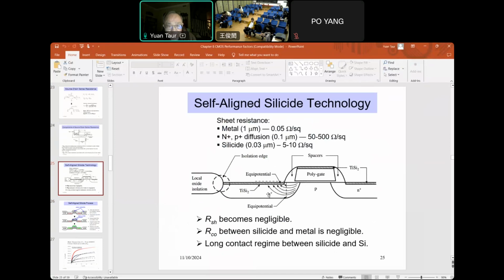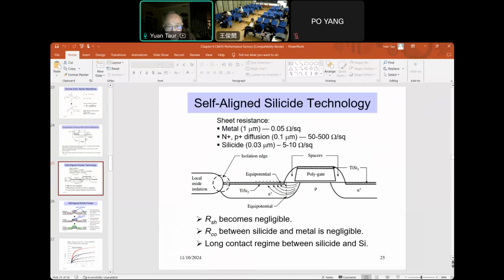And for the source and drain region, N plus P plus diffusion, let's say it's 0.1 micron deep, this is many orders of magnitude higher, 50 to 500. Silicide is in between. You can see the silicide is a factor of 10 or more better than source and drain, or N plus P plus diffusion, but still more resistive than the metal. But it helps. So once you have a self-aligned silicide shown here, so that's the titanium silicide, let's say.